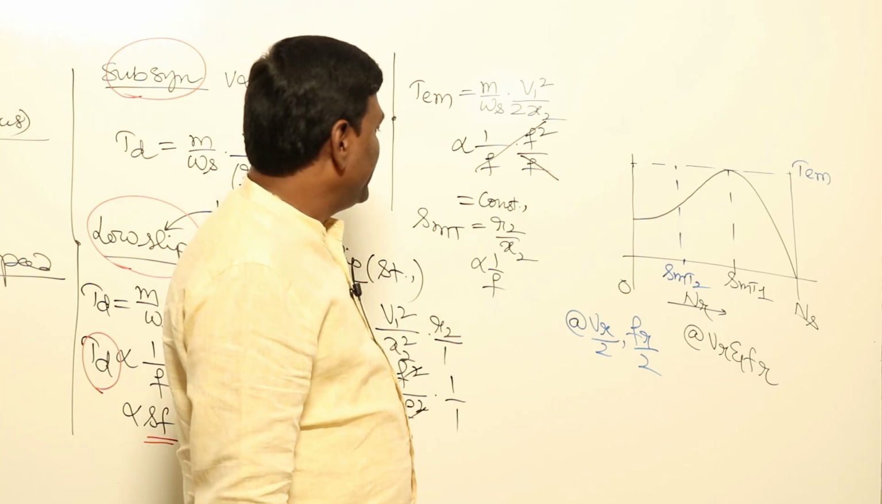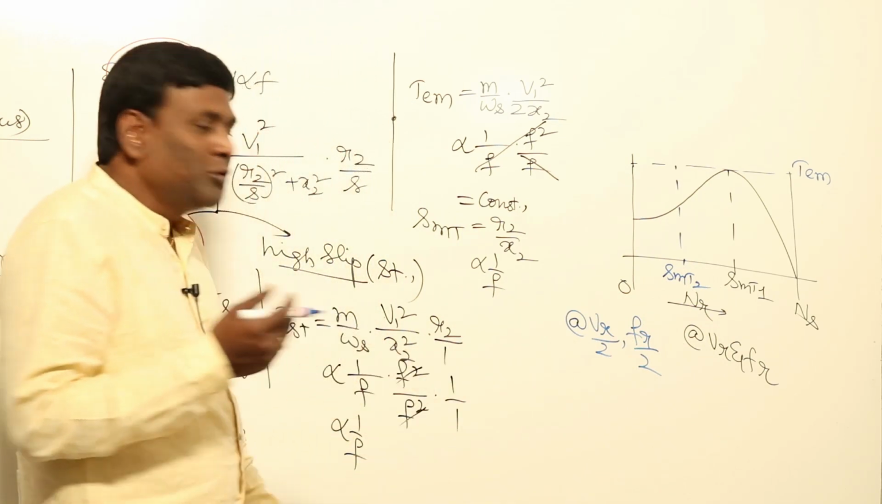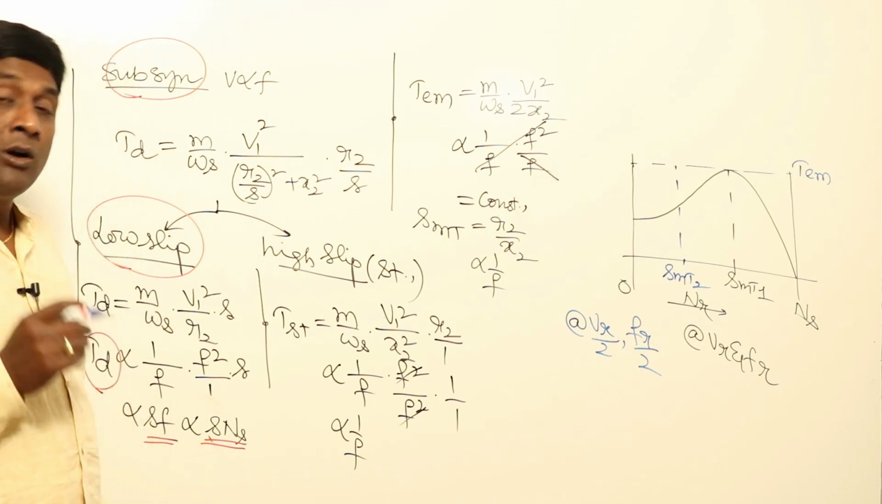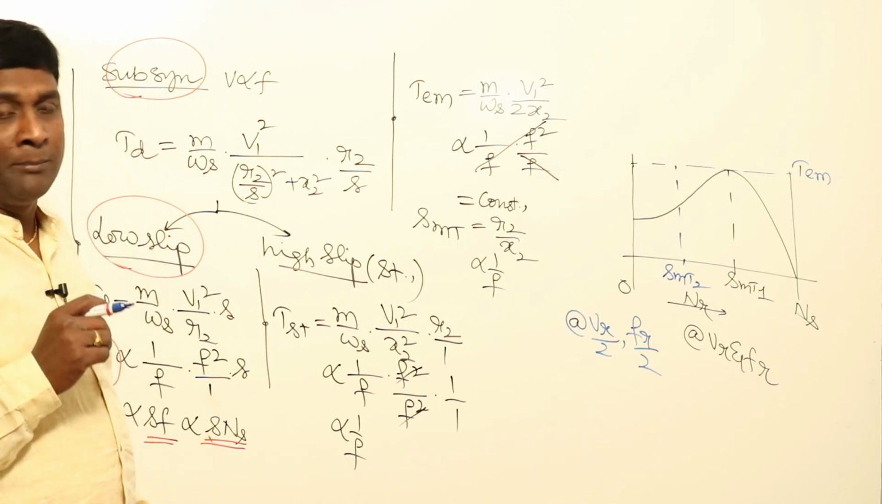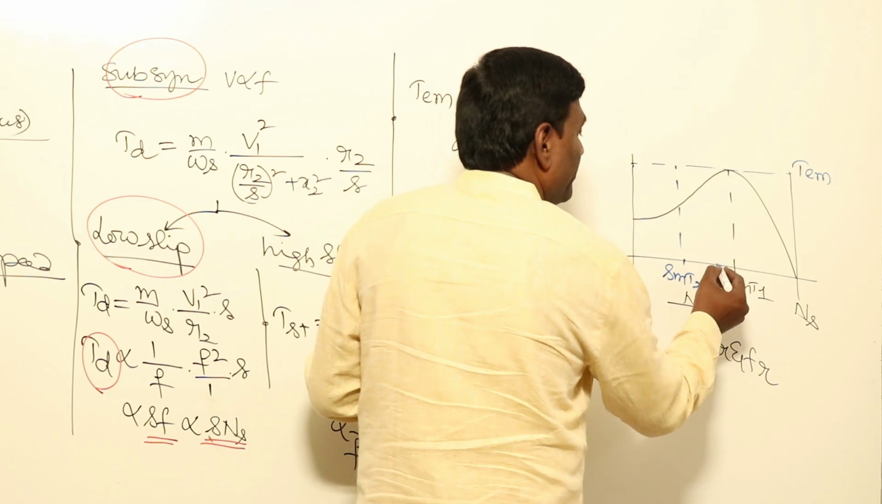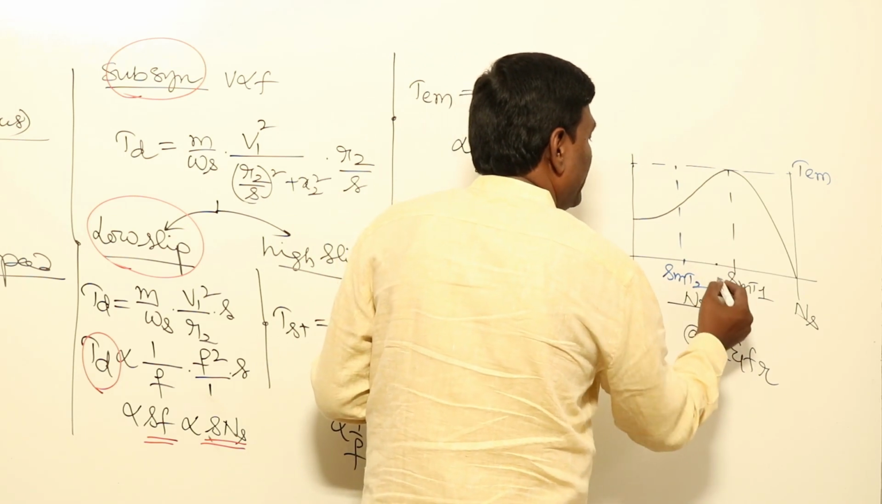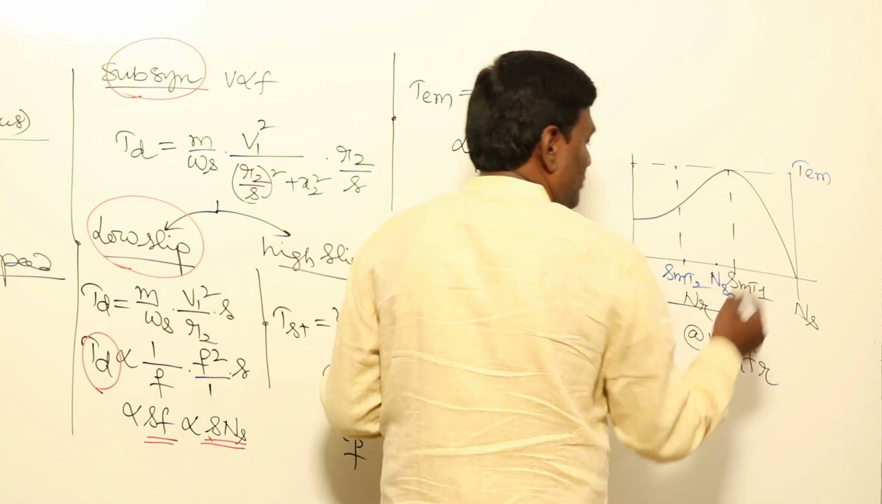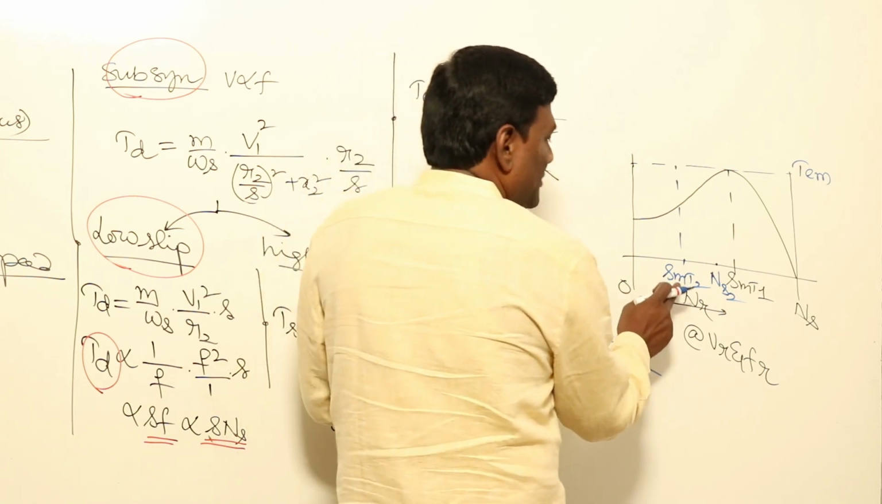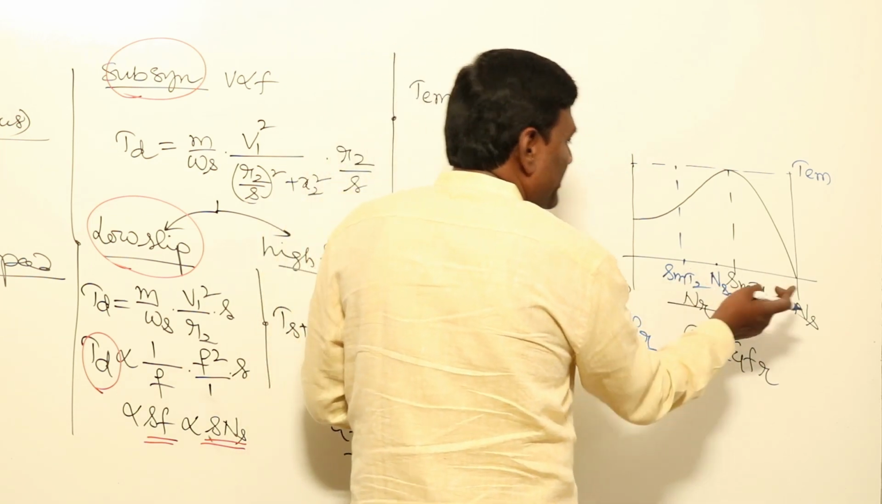Now, the next thing is, the moment I reduce frequency to half, what about the synchronous speed? The updated value is going to be half. So this is going to be NS2. Actually this slip is with respect to this, and this slip is with respect to this.